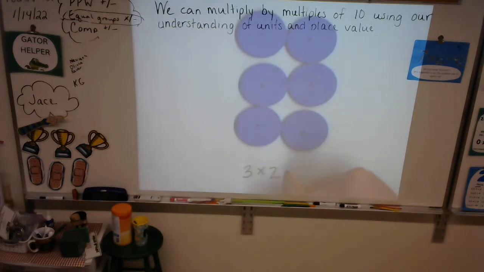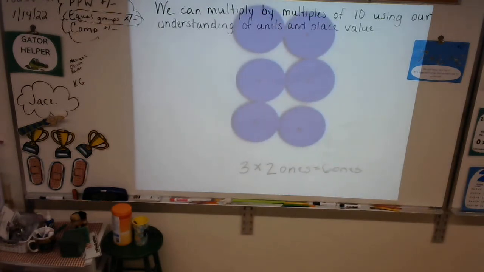3 times 2 ones. 6 ones. That's what I want to see. What are we doing? We're practicing writing a multiplication equation with unit form. Okay? Let's try another one. See if we will get better.